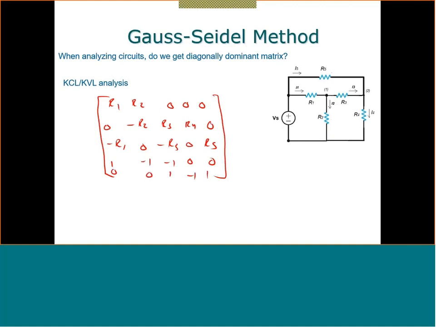It's very obvious because I don't know if R1 is greater than R2 or not. I don't know if R2 is greater than R3 and R4. So depending on the values, I might get a diagonally dominant matrix and I may not. So this is one of the problems with KCL and KVL if you use this to check. This is one of the reasons, of course not the only reason, but numerically we prefer to use either nodal or mesh when we solve the system of equations.